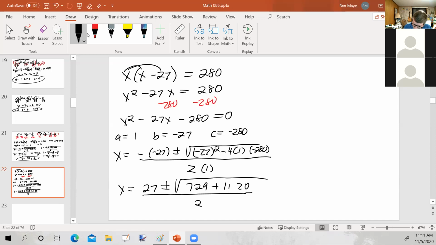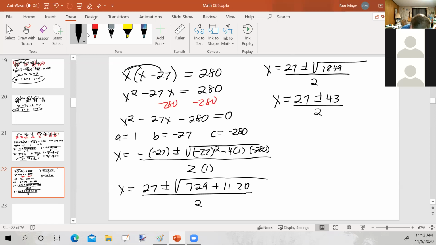all over 2. So x equals 27 plus or minus the square root of, let's see here, 1120 plus 729 is 1849, all over 2. Now, before I try to see if I can simplify 1849 and break it down somewhat, I'm going to go in with the idea that maybe it's a square. So I'm going to take the square root of 1849, and it comes out to exactly 43. That's not always going to work out, but it does in this case. 27 plus or minus 43 all over 2.